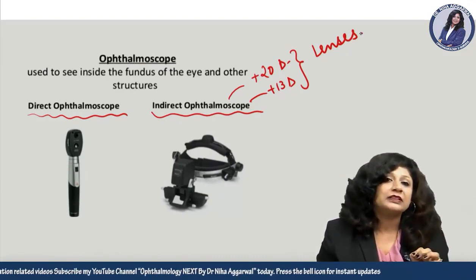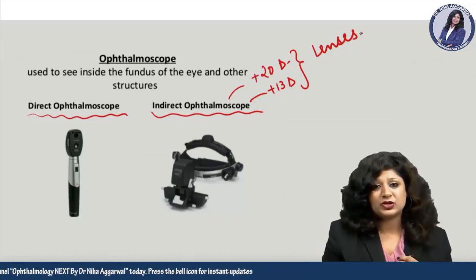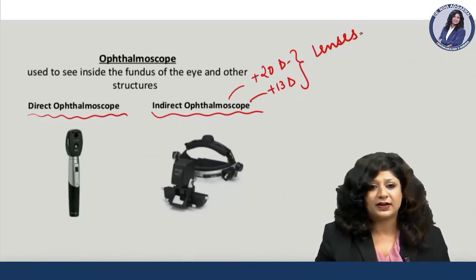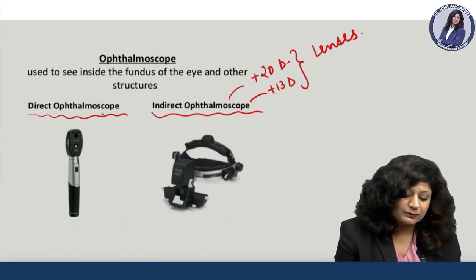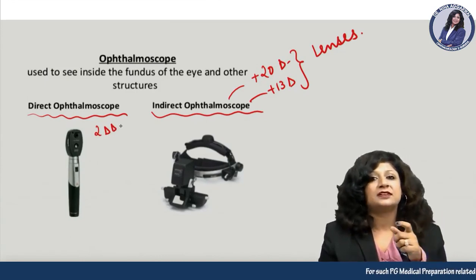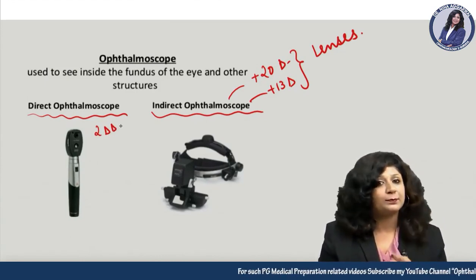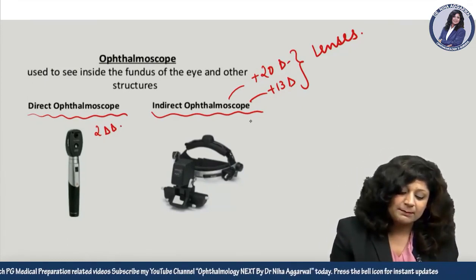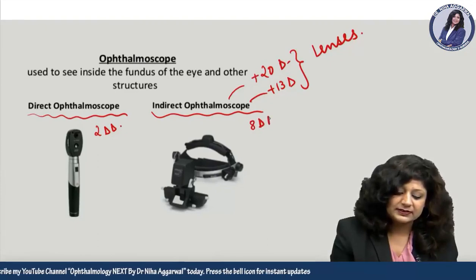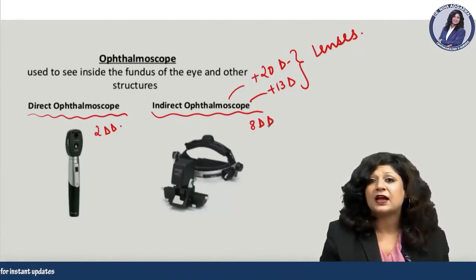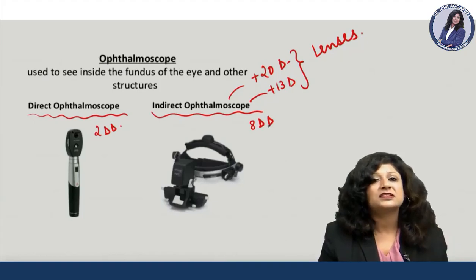Now, some of the things are worth mentioning here. What type of image is formed here and what is the amount of magnification? See, by the direct ophthalmoscope, you are able to see only a 2-disc diameter area. 2-disc diameter means 2 into 1.5, that is only 3 mm. But by the indirect, we see much bigger, 8-disc diameter. By this, you are able to see a much larger area.